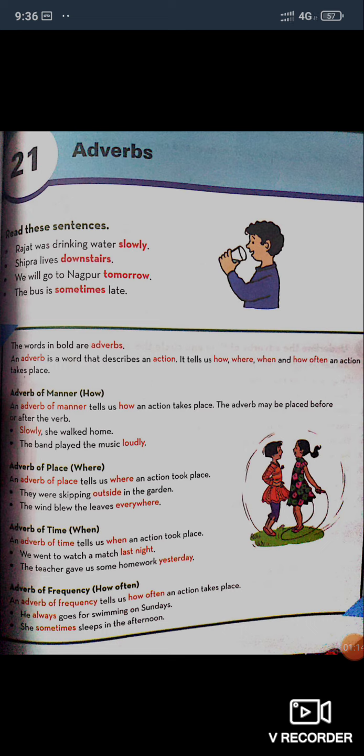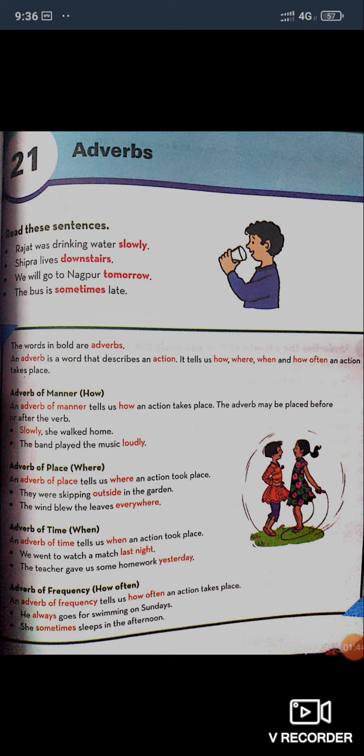Again, back to the examples, starting with Rajat was drinking water slowly. It means how he drinks water, how the action takes place in the first sentence. How does he drink water? That means he drinks water slowly. So here the question arises with how. Whenever that how question arises, it goes with the word adverb.